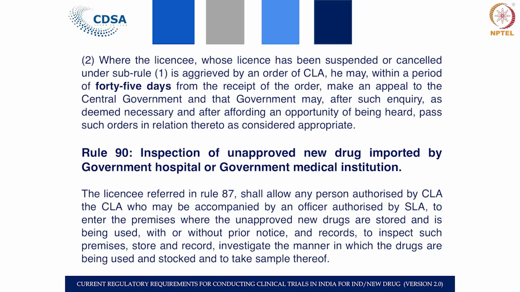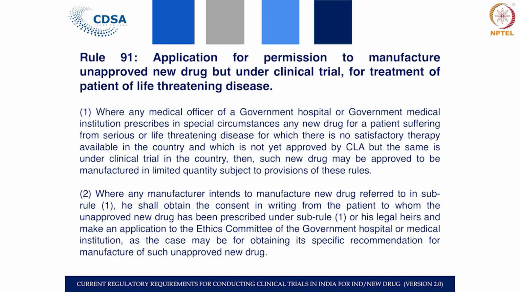There is also a provision for permission to manufacture an unapproved new drug, in which case it is only when the new drug is under clinical trial. If the new drug is under clinical trial in the country, then such a new drug can be permitted to be manufactured for the treatment of a patient with a life threatening disease. That is rule 91, a very special rule, and it is subject to certain conditions.